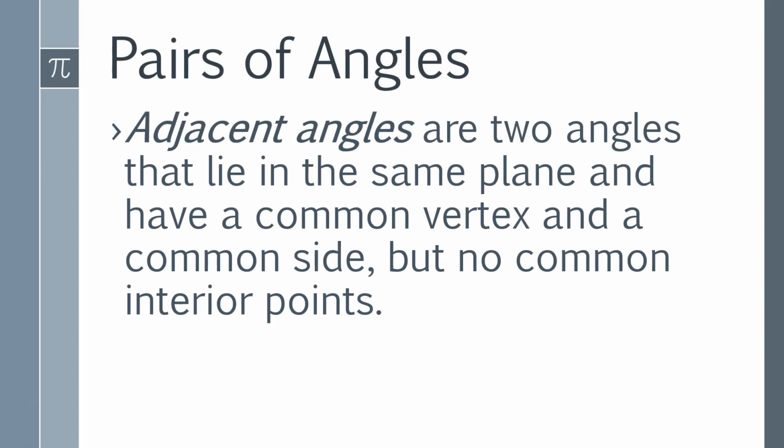All right, so the first relationship we're going to talk about, with pairs of angles, are adjacent angles. And these are two angles that lie in the same plane. They have a common vertex and a common side, but no common interior points.